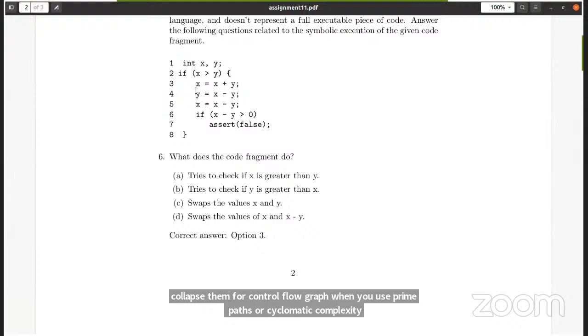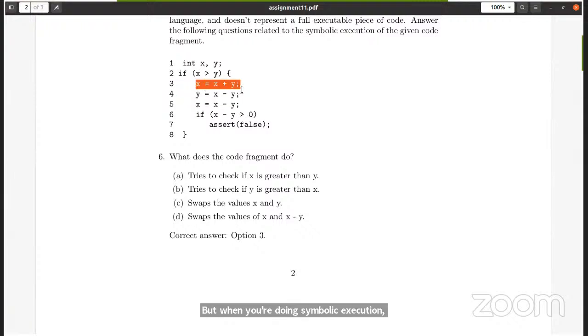But when you're doing symbolic execution, remember statement 3 changes the value of X in memory. Statement 4 changes the value of Y. Statement 5 again changes the value of X. So by the time you hit statement 6, the X and Y in X minus Y greater than 0 will be different, right? If you collapse all these 3 into one node, then you will not know what the difference is. So it's important to assign each statement a separate node when you do symbolic execution. This is not true for a control flow graph. So I hope that clarifies.